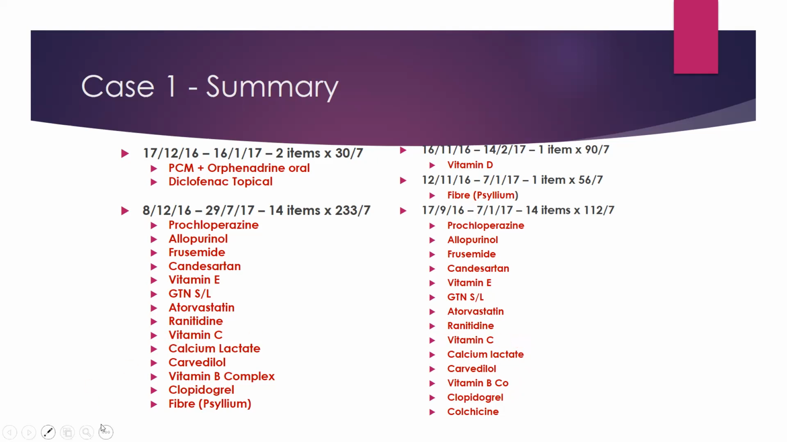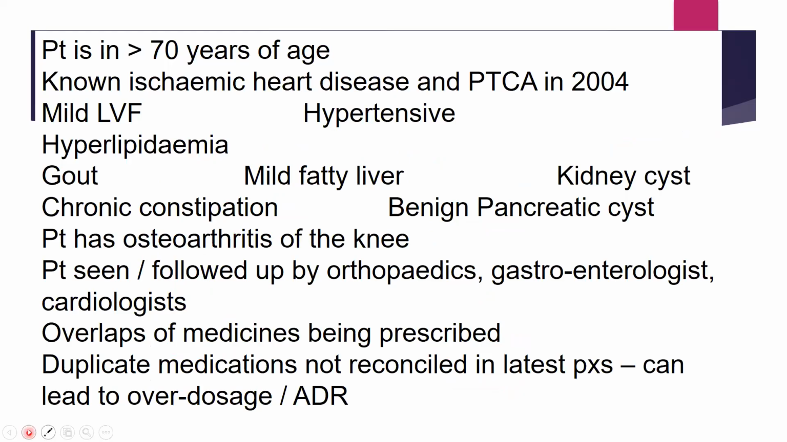So let's look at the next case. This is the summary of case one just now, quickly. So the patient had a PTCA or angiography done in 2004 with a mild left ventricular failure, so multiple comorbidities. So the patient is seeing multiple doctors and also having pain, osteoarthritis. So need to be very careful, especially with the use of steroid, dexamethasone.